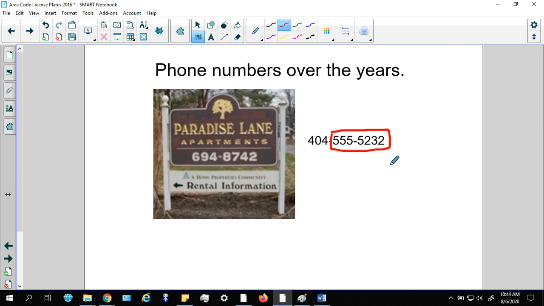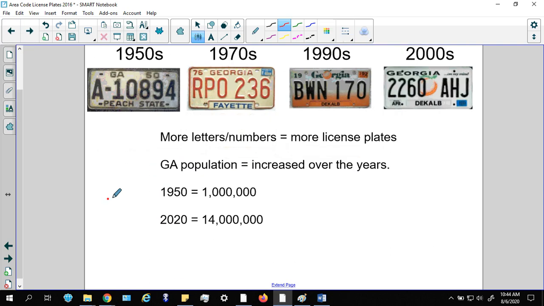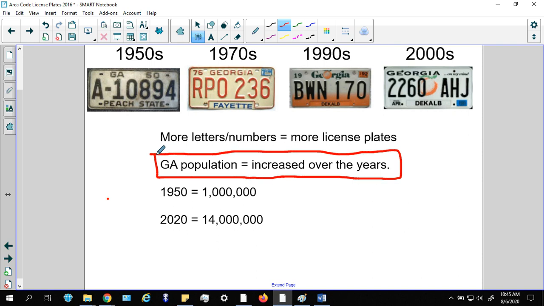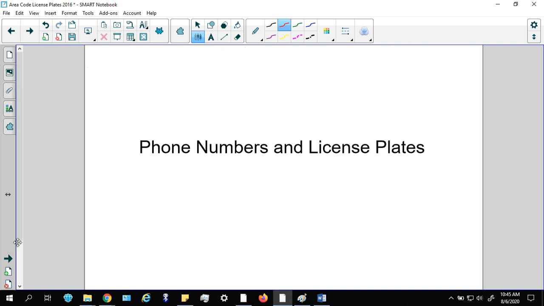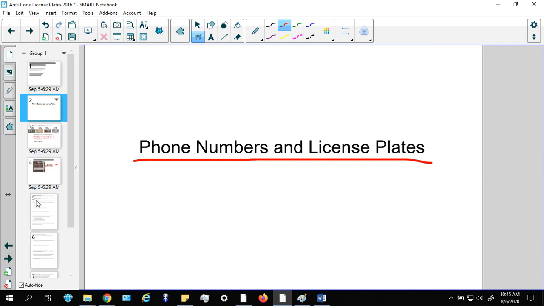It wasn't until, I'll probably say my junior year, so that would put me at 1997, that we actually had to put in the area code. The reason for that goes back to what we talked about just now, the Georgia population. As more people are moving in, you're going to need more phone numbers, more things for each family, each person to have, which in this lesson is phone numbers and license plates. All right, so context is over. Let's dive into a couple of questions.